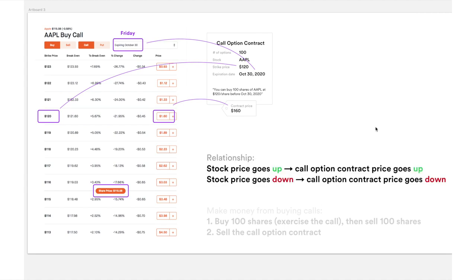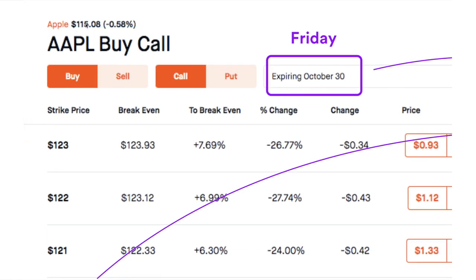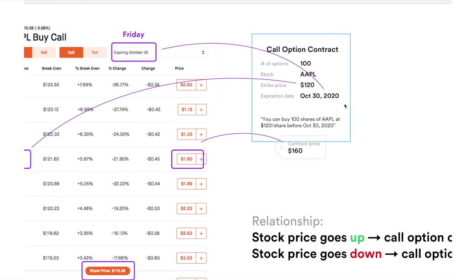So let's take a look at the relationship between the stock price and the contract price. So generally speaking, the underlying stock price goes up, the call option contract price will also go up. If the stock price goes down, the call option contract price will go down, right? It's a very simple, very linear correlation between the stock price and the option contract price, okay? So if the Apple stock price goes up from 115.08 to 125.08, that means the same contract, the 120 call contract, is no longer 160, it will be something else, 260, 360, 460, okay?